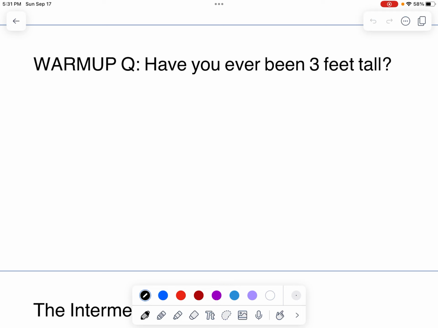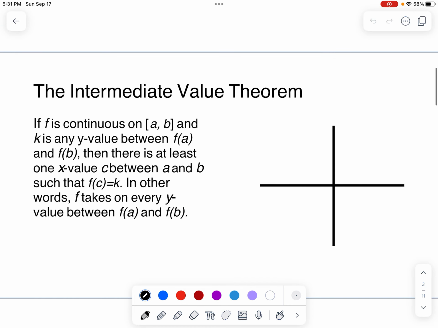And that concept is what we're going to use today. So keep that idea and that thought process in your mind, and we're going to come back to it in a second. But today we're going to talk about the intermediate value theorem. I'm first going to show you this long definition that might not make sense at first, but then I'm going to write it out and show you graphically what this means.